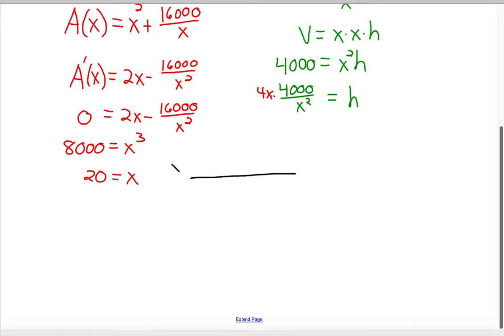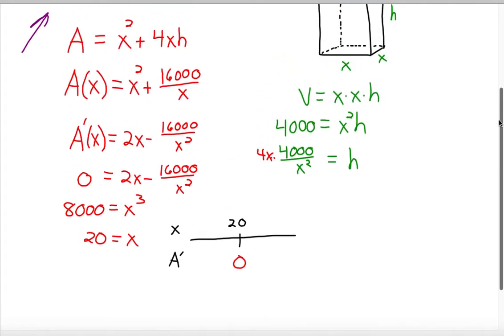And I have x, and I have A prime. When x equals 20, A prime is equal to 0. So let's pick a number smaller than 20, like 10. I want to plug 10 into this, so I'm going to get 20 minus 16,000 over 100, so that's 160. So 20 minus 160, we're going to get a negative value for A prime.